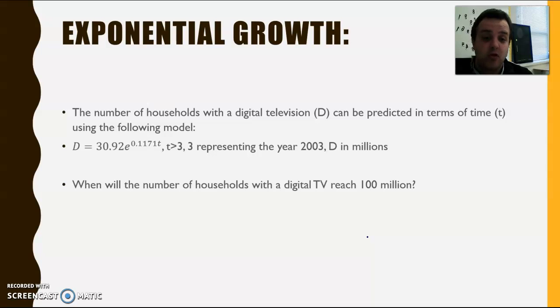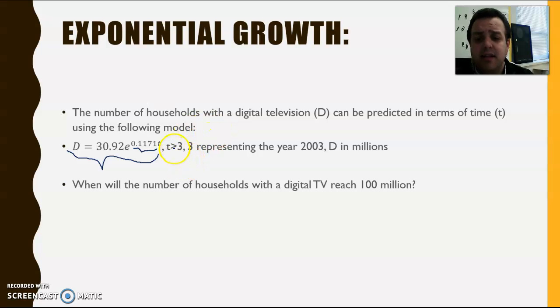So, for exponential growth, here's an example of an exponential growth problem. The number of households with a digital TV can be predicted in terms of time using the following model. So here, they wrote us an exponential growth model. How do I know that it's growth? I can see this right here is greater than 0. Okay, you can see that portion right there. So I know that this is going to be growing as we go.